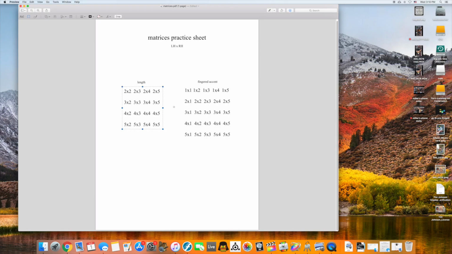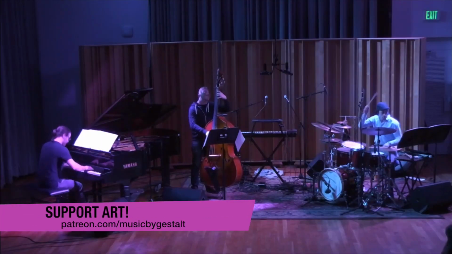If we look at my matrix sheet, now we're going to look at the matrix on the left. This is basically all the matrix values that exist between 2 and 5. Why? Because you have only 5 fingers, right? And there's not really a cell of 1 note, and we're not very interested in that.